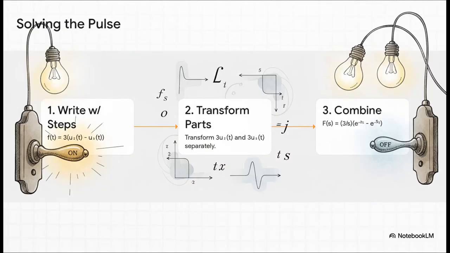The solution here is actually pretty clever. First, we turn the function on at t equals 2 using 3 times u sub 2 of t.